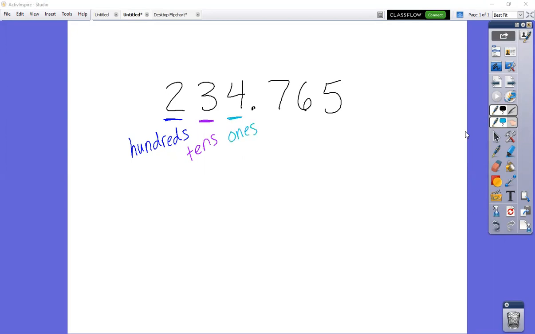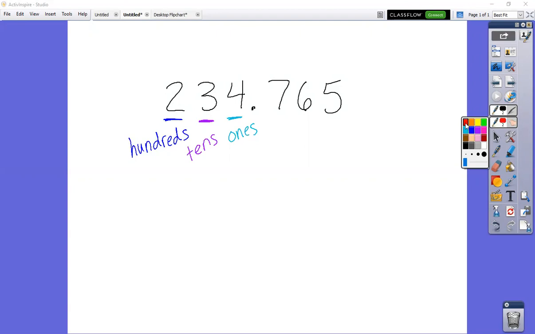Okay? So with any number, the very last number before the decimal is going to be your ones place. And then you go up to the 3, it's the tens place. And then you go up to the 2, it's the hundreds place. If we had another number in front of the 2, that would be the thousands place. But we're not going to talk about that one right now.